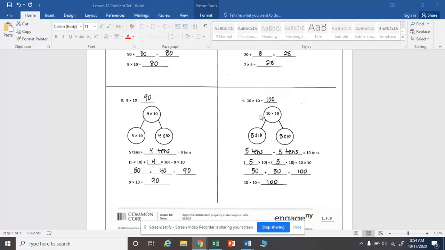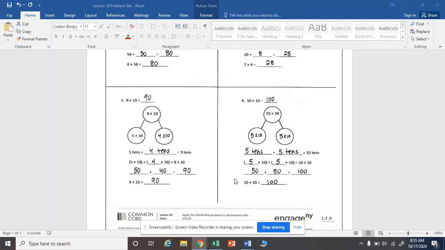10 times 10, we're breaking apart the 10 into 5 and 5. So 5 times 10 and 5 times 10. 5 tens plus 5 tens equals 10 tens. 5 times 10 plus 5 times 10 equals 10 times 10. 50 plus 50 equals 100. So 10 times 10 equals 100. And you can easily count by tens 10 times, and that gives you 100.